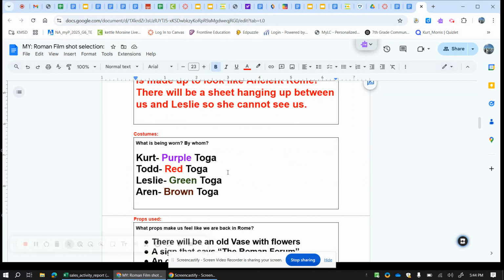Okay, what are the costumes? Well, I'm wearing a purple toga because, well, I'm a patrician. I'm Caesar. Todd is wearing a red toga because he's a patrician. He's Gaius Brutus. Leslie is Lady Minerva, and she is wearing a green toga because she's looking so good as a patrician female. And Aaron's wearing a brown toga because he's a plebeian. He doesn't own any land. He's just a working dude. He's a scrub.